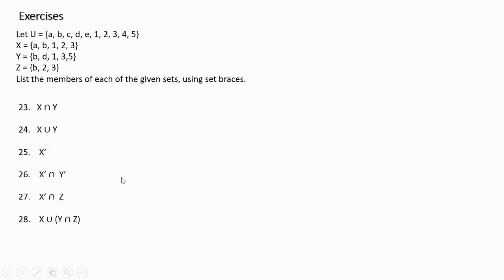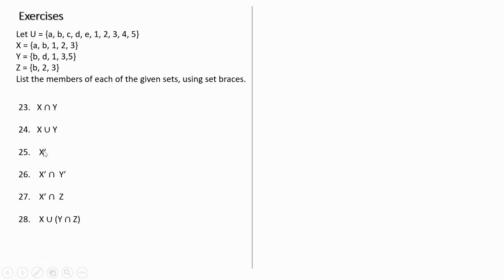Now comes the exercises. This is given. The universal set is A, B, C, D, E, 1, 2, 3, 4, 5. Set X contains the elements A, B, 1, 2, 3. Set Y contains the elements B, D, 1, 3, 5. And set Z contains the elements B, 2, 3. Again, these are from the homework, from the actual book.